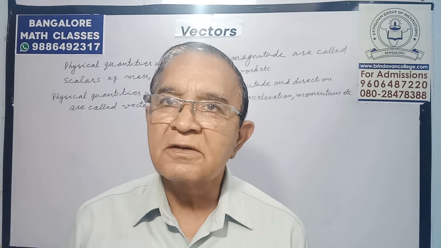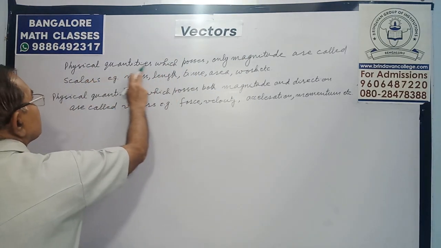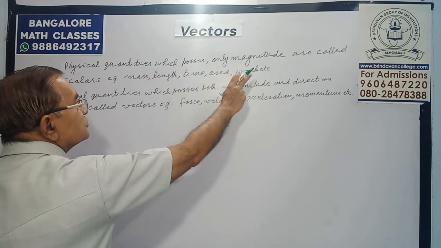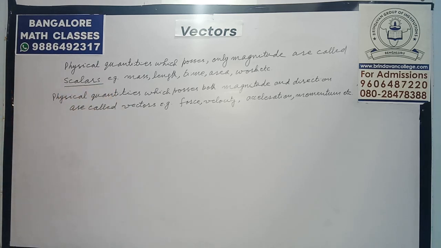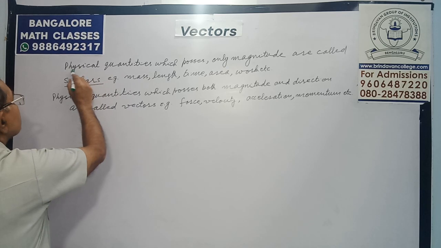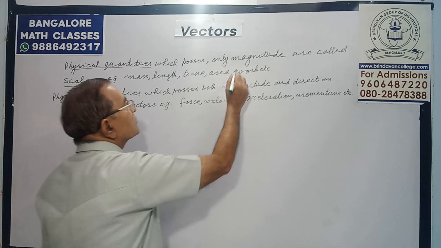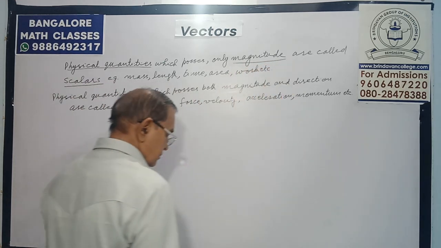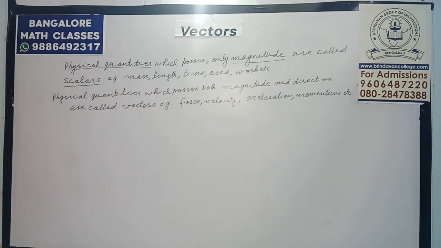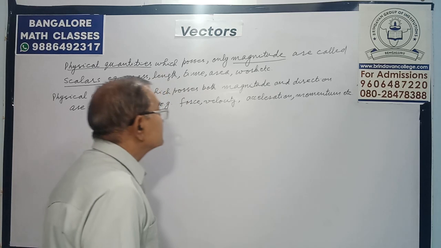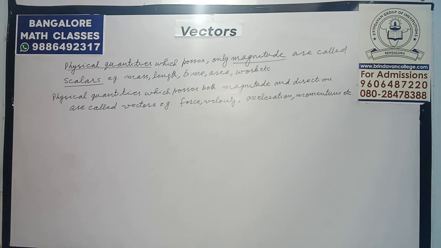Today we are going to start vectors. Physical quantities which possess only magnitude are called scalars. For example, mass, length, time, area, volume, work.